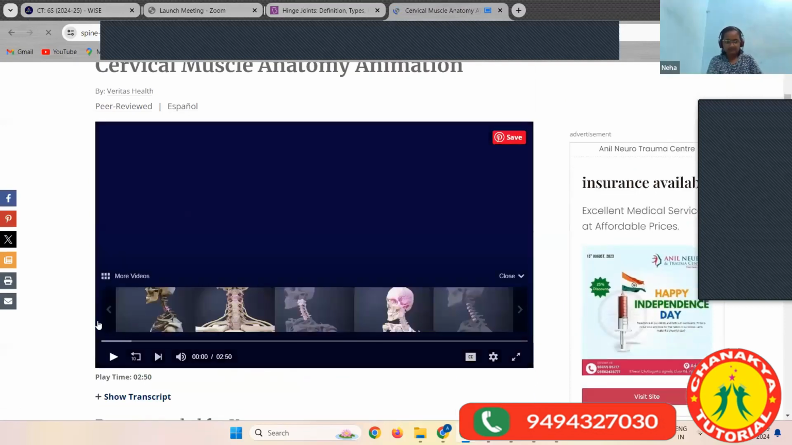So you actually saw now where the joint is present. And the atlas is the one involved in the rotation. The axis gives support for it. The atlas is only involved in the movement. You saw in that animation, right? The atlas is only moving. The axis is like a support.